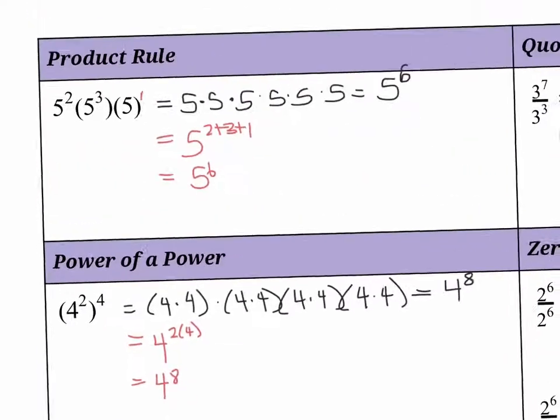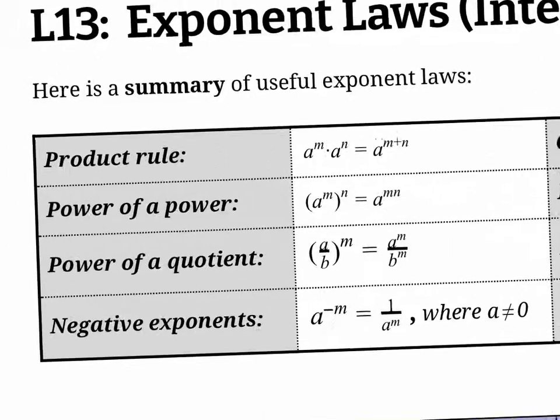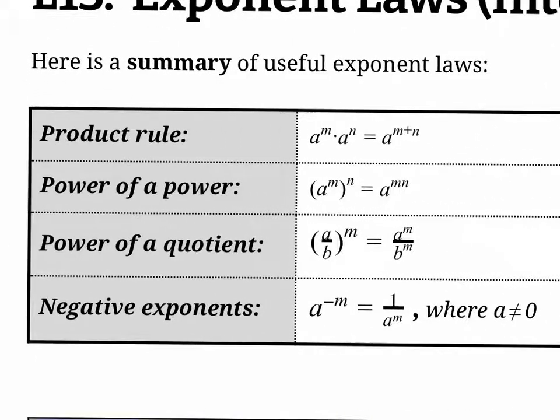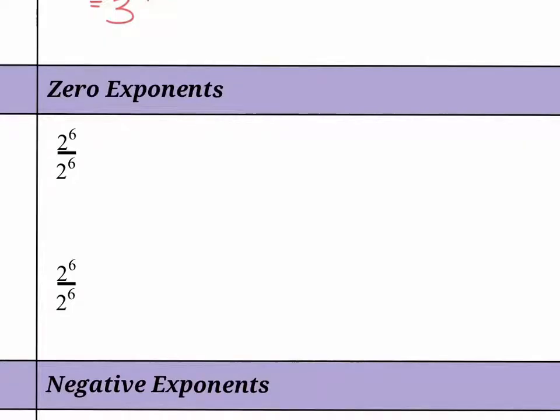So that's called the power of a power rule, and we can see that it's summarized here. When we have a base raised to an exponent, and it's all raised to another exponent, all we have to do is multiply these two, and we get the new exponent. Let's take a look at a fourth rule.